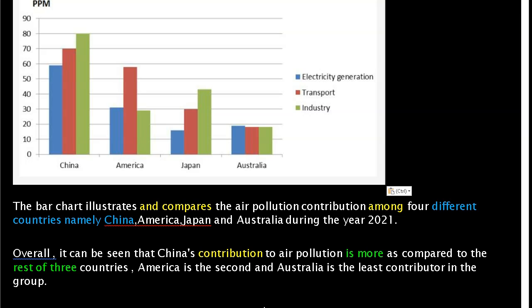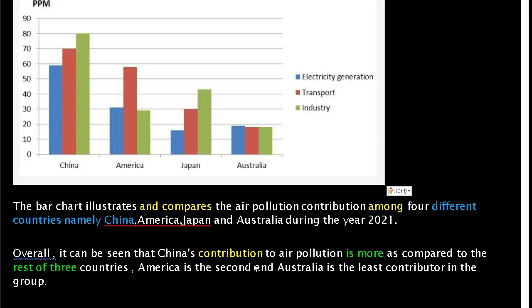Overall, it can be seen that China's contribution to air pollution. Now, you contribute to something. So these show the contribution to air pollution, but it's not the right word here. We have to say the China's pollution, or levels of air pollution, is the most. That's one of the basic English things that they're looking for in Task 1, the use of comparatives and superlatives. More, not more, most. It is the most. It has the highest levels as compared to the rest of 3 countries, the other 3 countries.